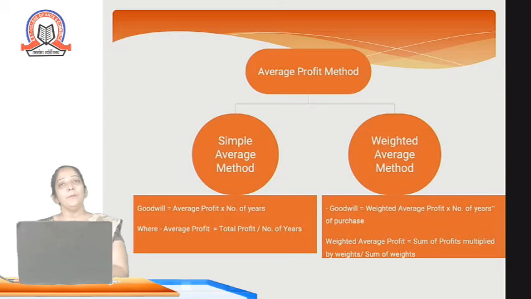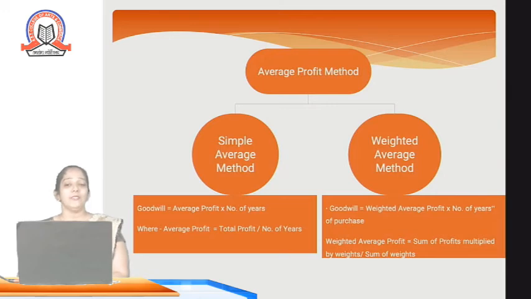Now, in the simple average method, to calculate the amount of goodwill, we need to apply the formula: average profit into number of years. Average profit, that is 1 lakh as per the example, into number of years, which will be given in the question. It may be 2 years, it may be 2.5 years purchase. So we will multiply the average profit amount with the number of years purchase. We will get the amount of goodwill.